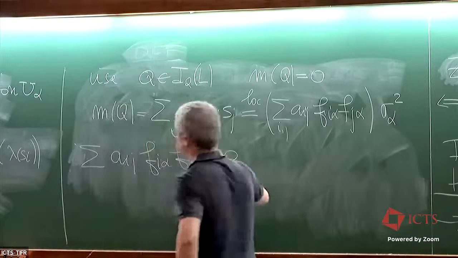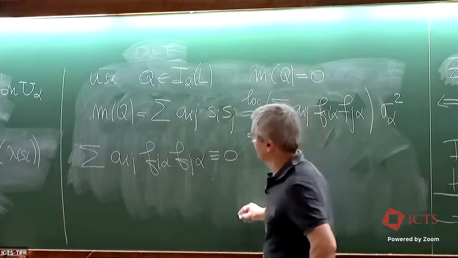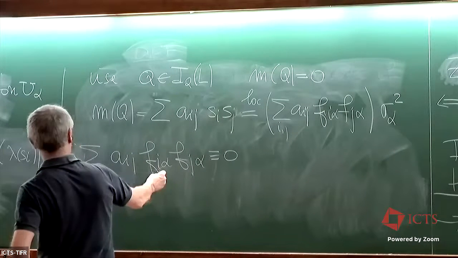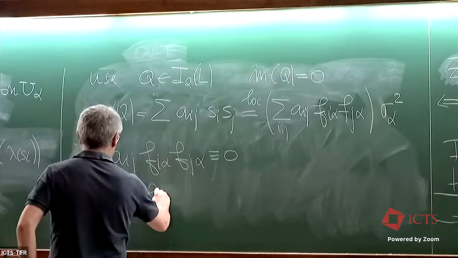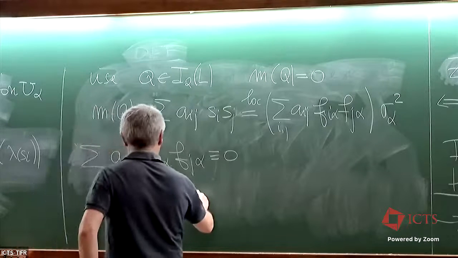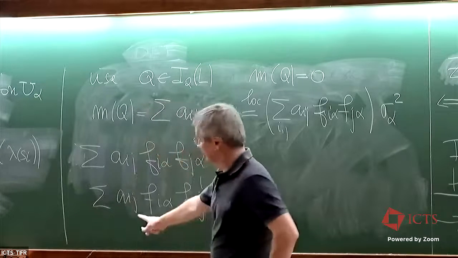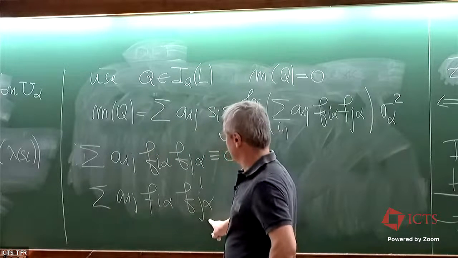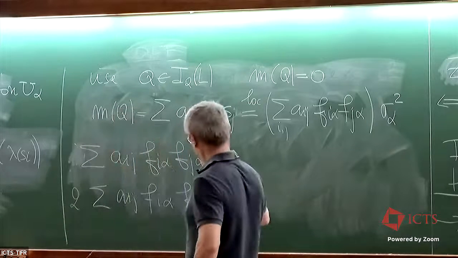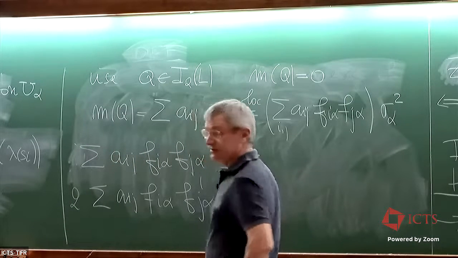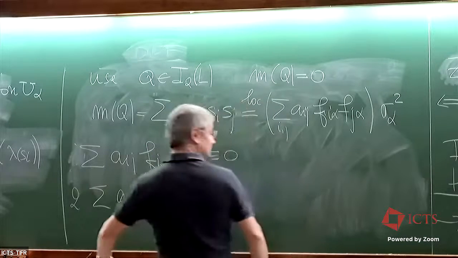And since this vanishes identically, we can also differentiate it. So if we differentiate and use the fact that these are symmetric, we would get this with a 2, and this also would vanish. Of course, we can forget about the 2.